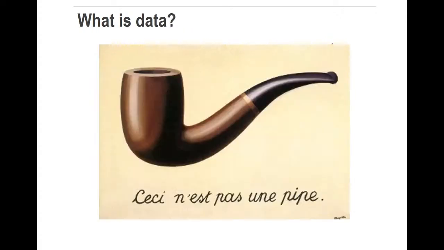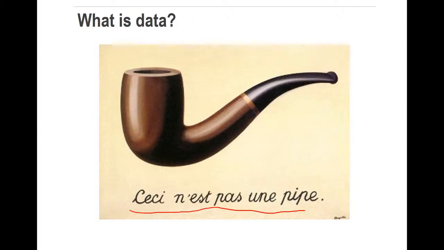Okay, so the next question is, what is a data? What do we want to store in our database? Obviously, we want to store data, but what is a data? Now, this is a famous painting by René Magritte. It's called The Treachery of Images. The text at the bottom over here says that this is not a pipe.